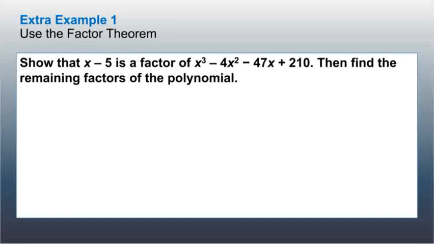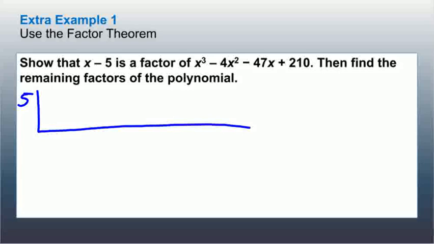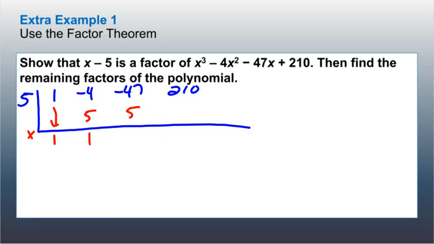Next, show that x minus 5 is a factor, and then find any remaining factors of the polynomial. So again, I'm going to use synthetic division, so this would be 5. And I have 1, negative 4, negative 47, and 210. Bring down the first term. 5 times 1 is 5. Add, get 1. 5 times 1 is 5. Add, you get negative 42.